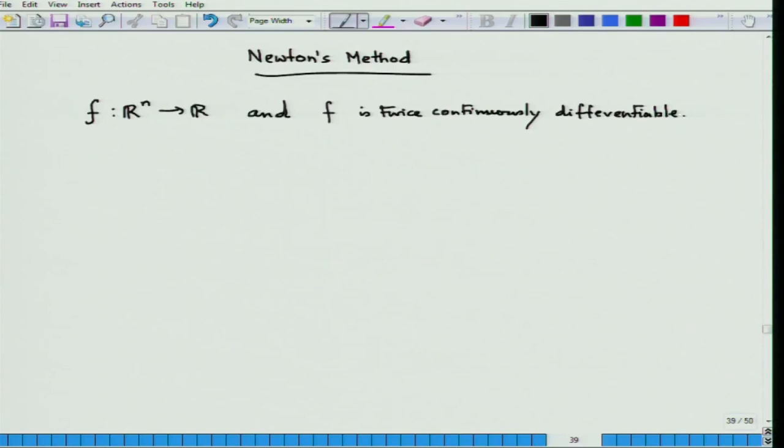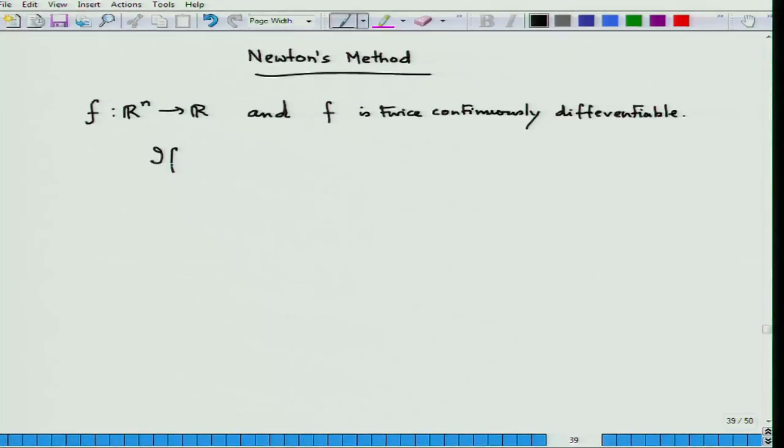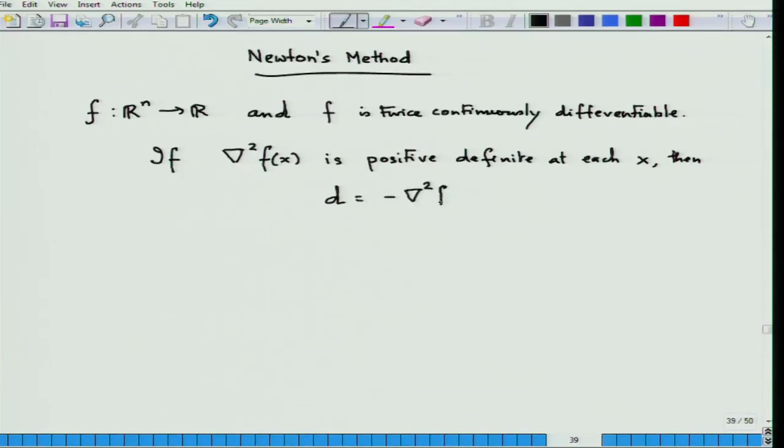Now, if that is the case, the question is, what is my descent direction? In this case, if the Hessian matrix is positive definite, then d is equal to minus, because it is positive definite, I can take the inverse of the Hessian matrix. This can act as a direction of descent.